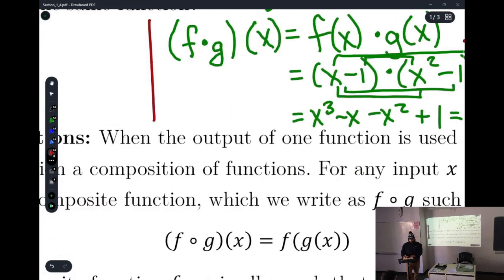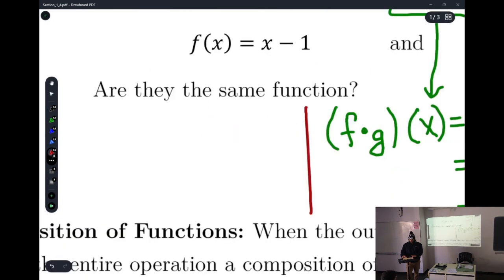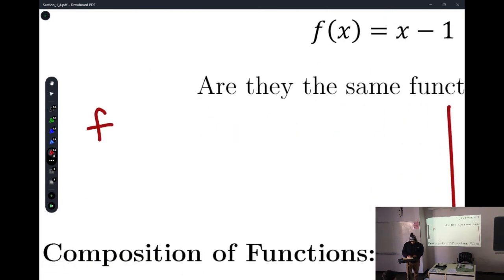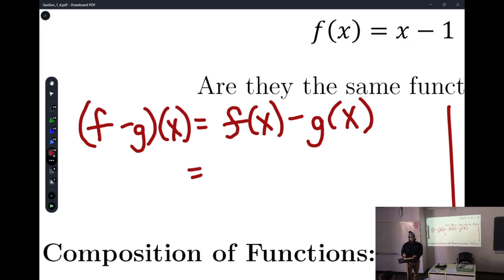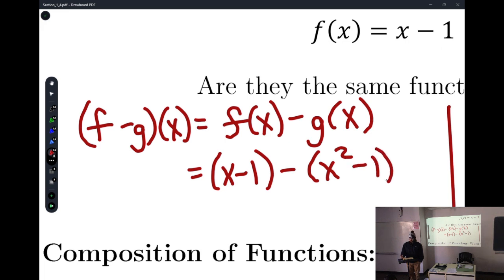Okay, let's hop over here and do the subtraction one. It says f minus g of x, right? Which is f of x minus g of x. Which is, heck if I remember, x minus 1 minus x squared minus 1.